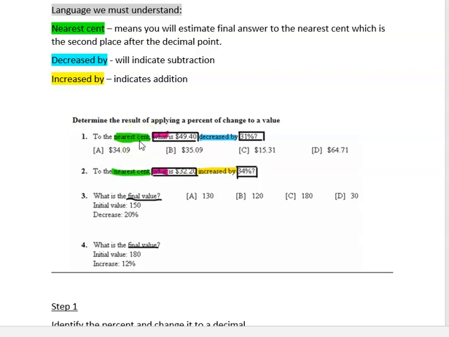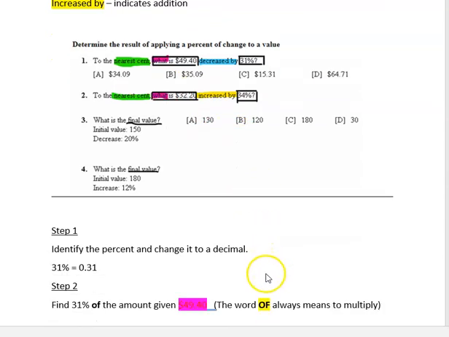$49.40 decreased by 31%? Now, we could use proportional reasoning and set up a proportion to solve this, but I've got a little simpler way to solve this. The first thing we're going to do is identify the percent inside of the text. I did that with a box here. Once you've identified that percent, you can convert it to a decimal. And that's because if you don't have a scientific calculator, you're going to want to make sure that you're able to use multiplication in order to solve.